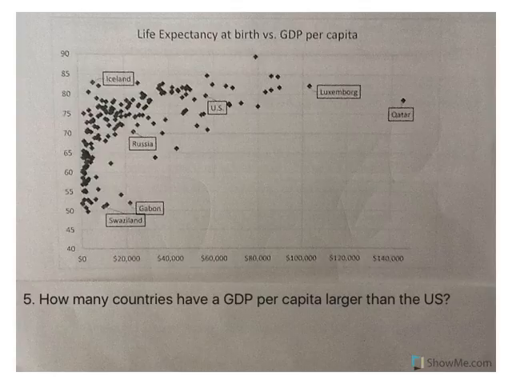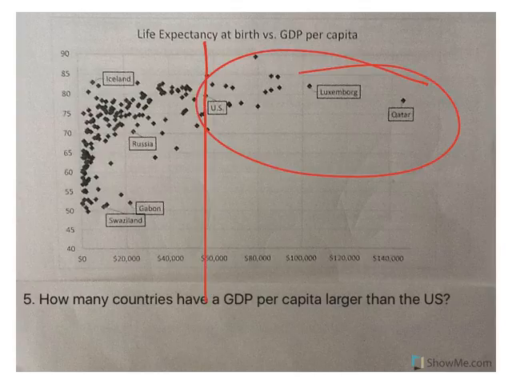Number 5. How many countries have a GDP per capita larger than the U.S.? Well, if this is the U.S. here, that means all of these countries, including Luxembourg and Qatar, have a higher GDP per capita. So again, you count the dots, and I estimated roughly 15, roughly.